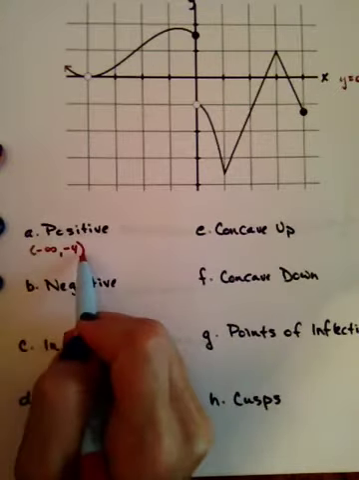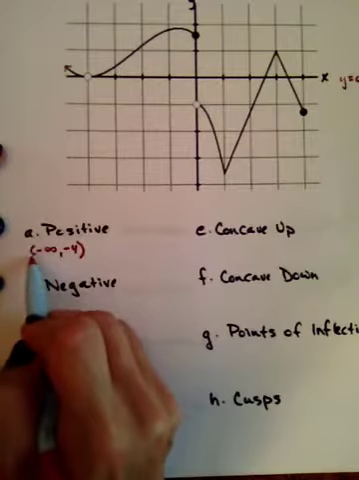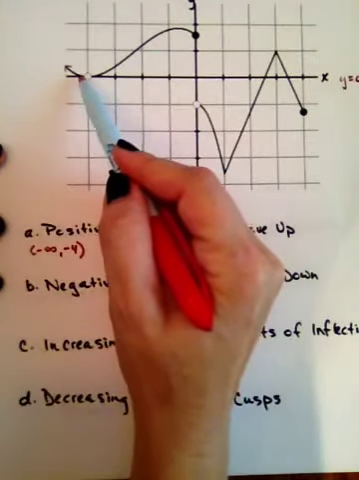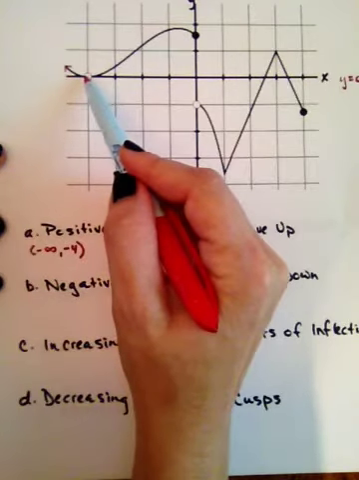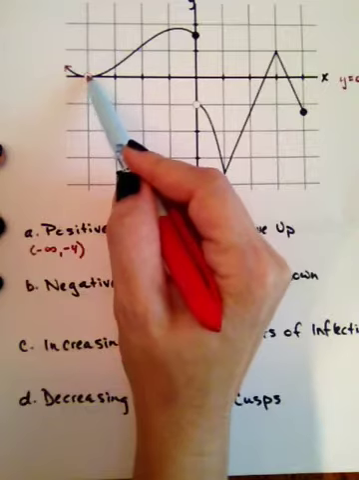Now I'm using parentheses because you can never actually reach negative infinity, so you can't equal it. If we equaled something, we would have a bracket. At negative 4, you can get closer and closer and closer to x equals negative 4, but you're not actually going to get there because that's where the graph is undefined.